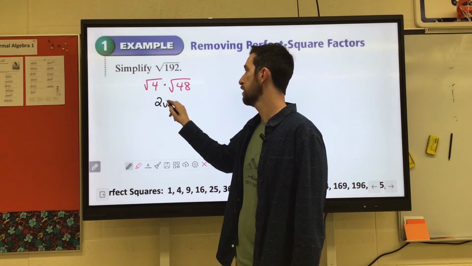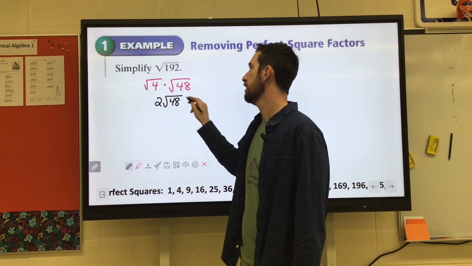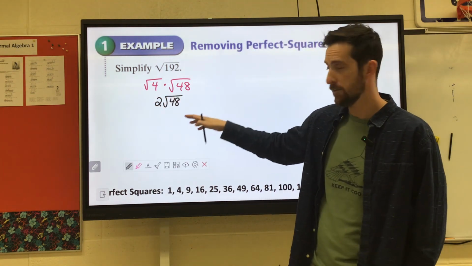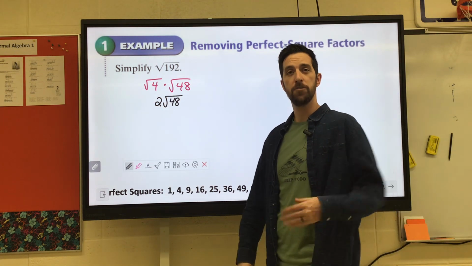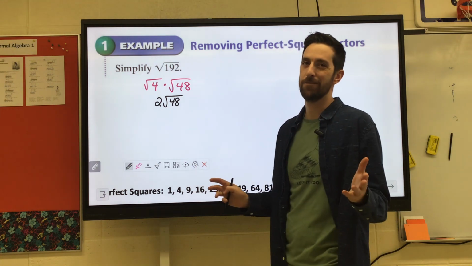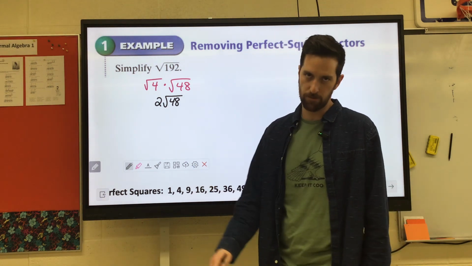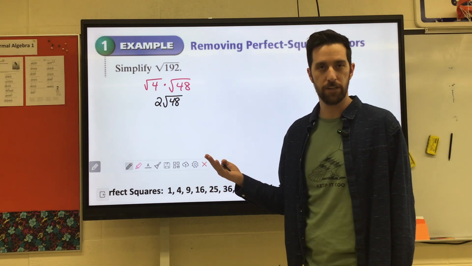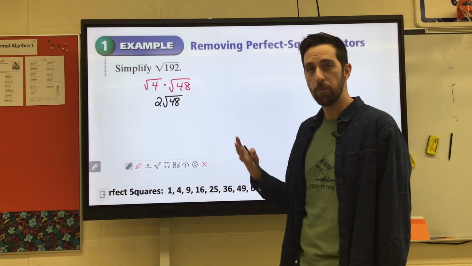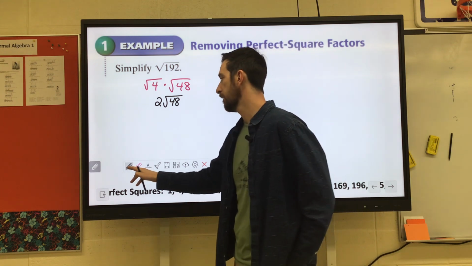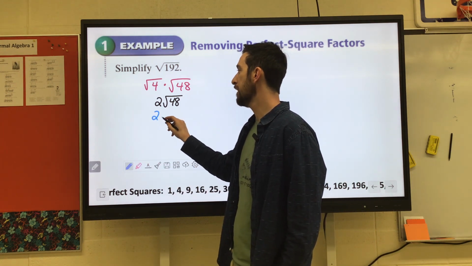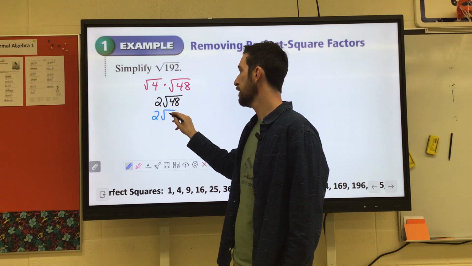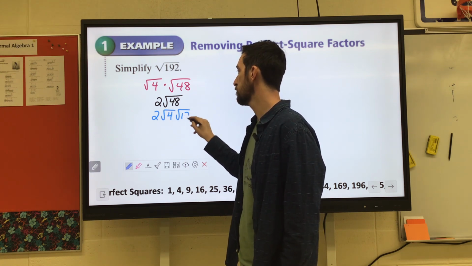root of 48, which is just 2 root 48. And you're like, unbelievable. That is great. We took out a perfect square, and we're moving on to the next one. However, 48 still has perfect squares in it. There are numbers down here that still go into 48, and we have to go until there are no more numbers except for 1 that go into it. So I know that 48 is 4 times 12. So I could be like, all right, I'm going to make 48 root 4 times root 12.